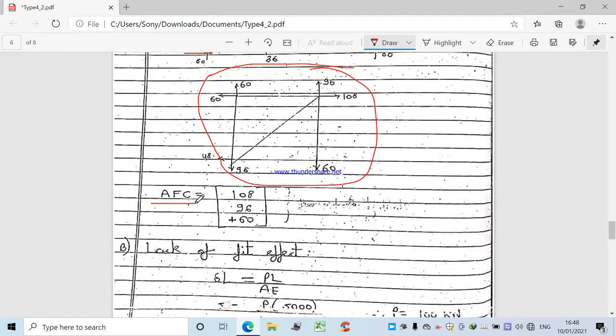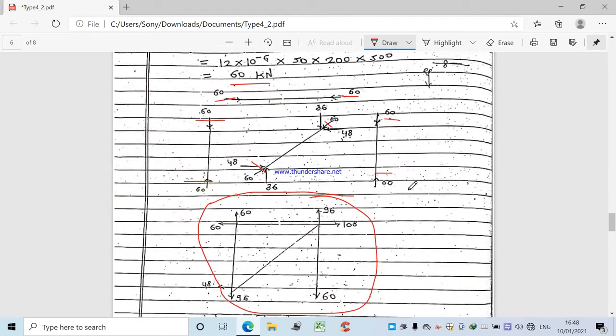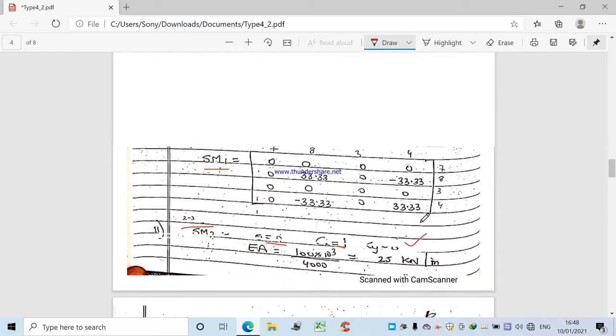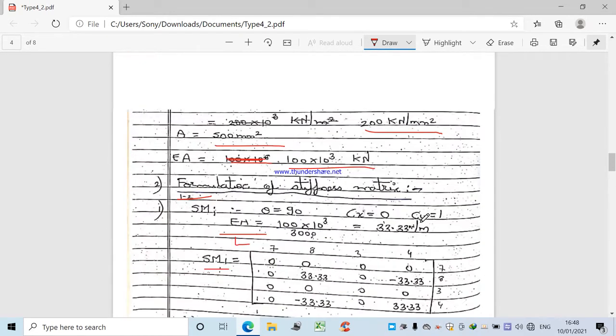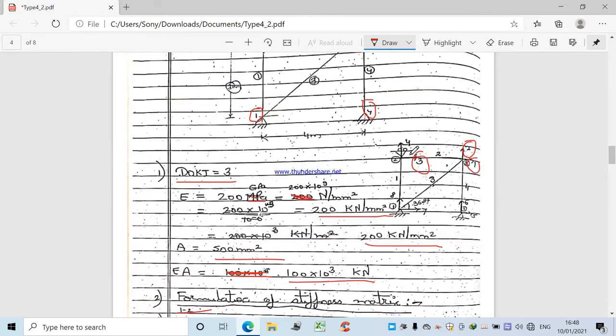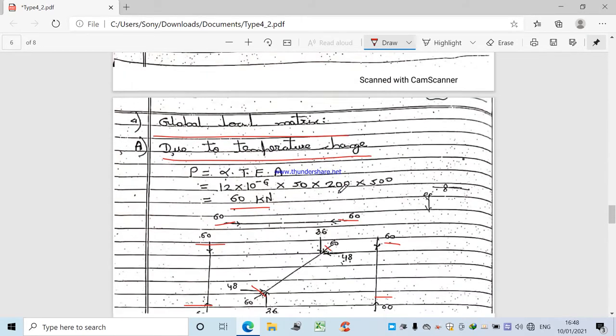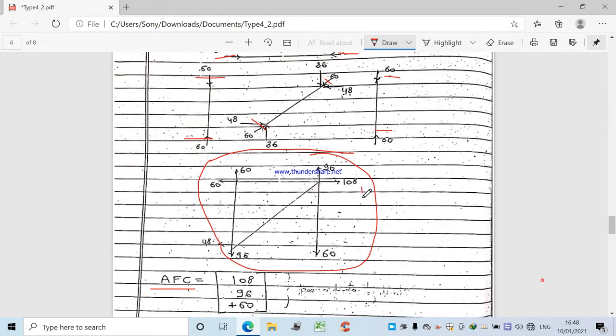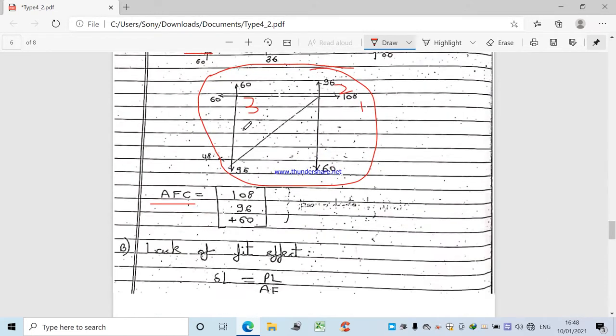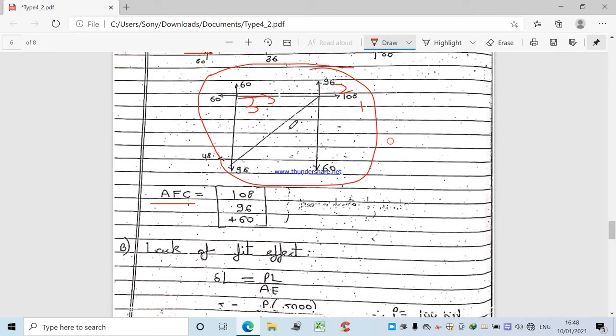Then the AFC coordinate we have to apply. AFC will be applicable at this point, and we know that the AFC coordinate will be applicable to the unknown points. So the unknown points will be formed at 1, 2 and 3, so we have to see very carefully. This is 1, this is 2, and this is point 3. So 108 will be there, 96 will be there, and 60 will be there, like this.